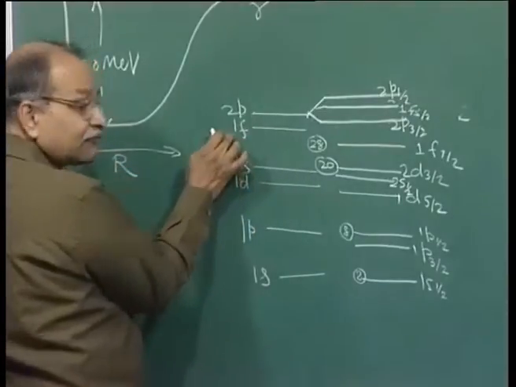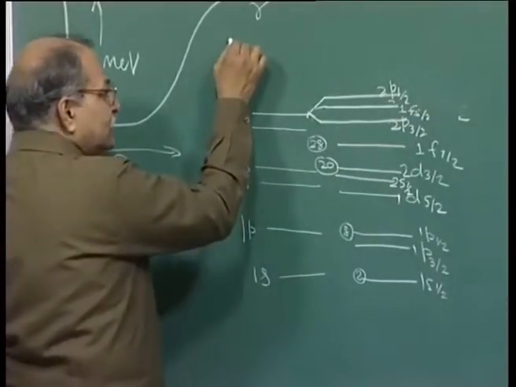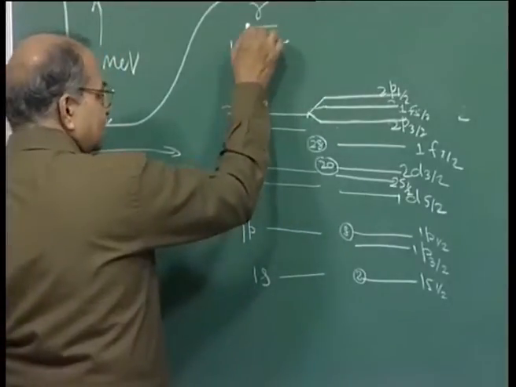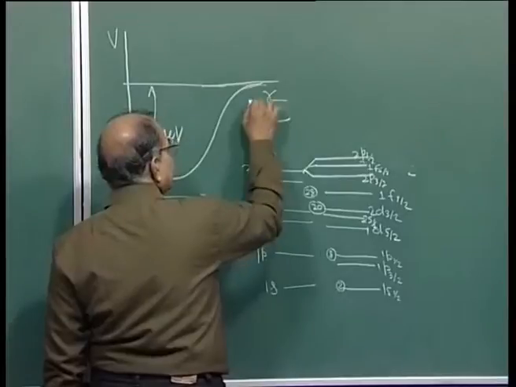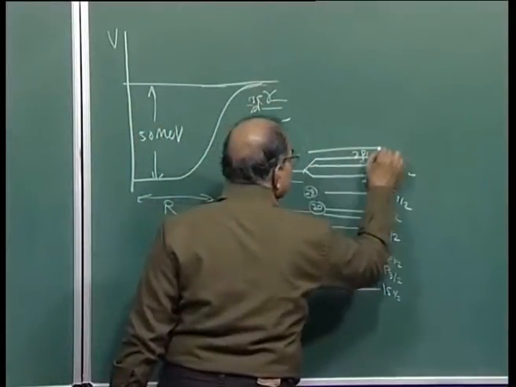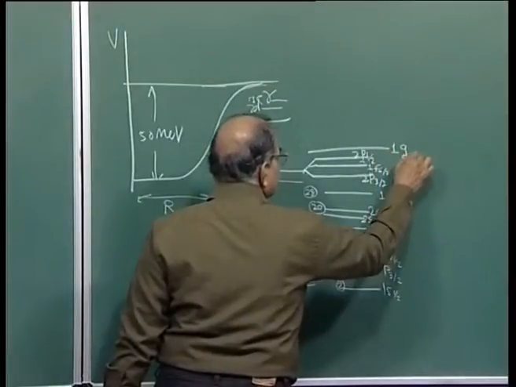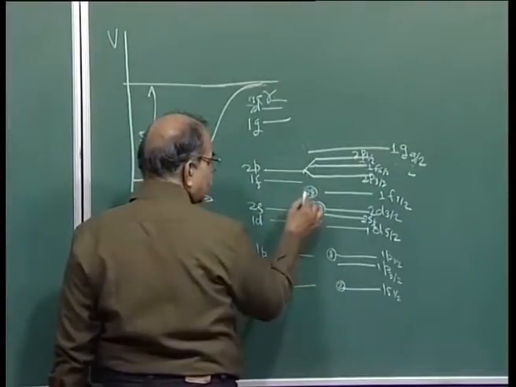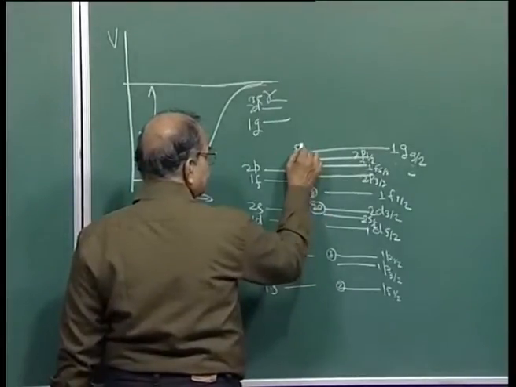Next one is 1f 2p. Next one is 1g. 1g will be there, then 2d will be there, and 3s will be there. So this 1g will come down and join here, 1g 9 by 2. So that makes it 12 plus 10, 22, and 28 plus 20 is 50.